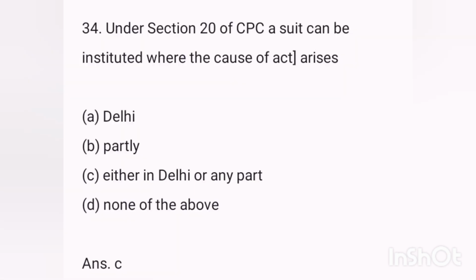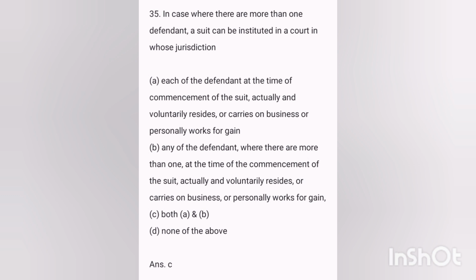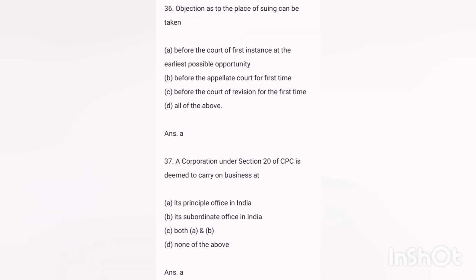Next, under Section 20 of the CPC, a suit can be instituted where the cause of action. Answer was either in Delhi or any part. Next, in case where there is more than one defendant, a suit can be instituted in a court within whose jurisdiction. Answer was A and B both. Next, objection as to the place of the suit can be taken. Answer was A, before the court of first instance at the earliest possible opportunity.